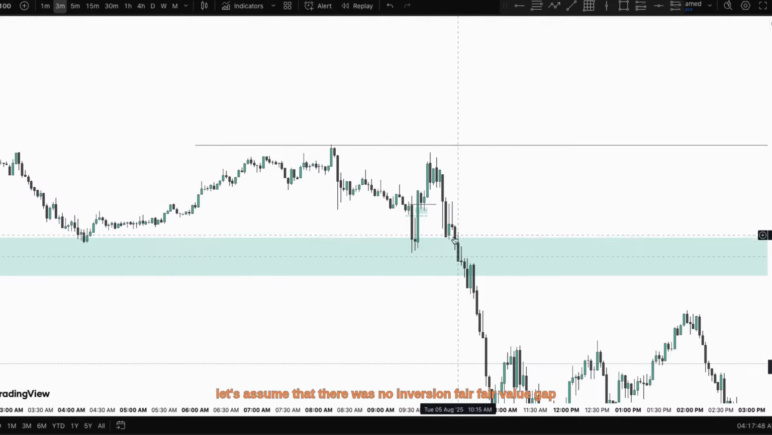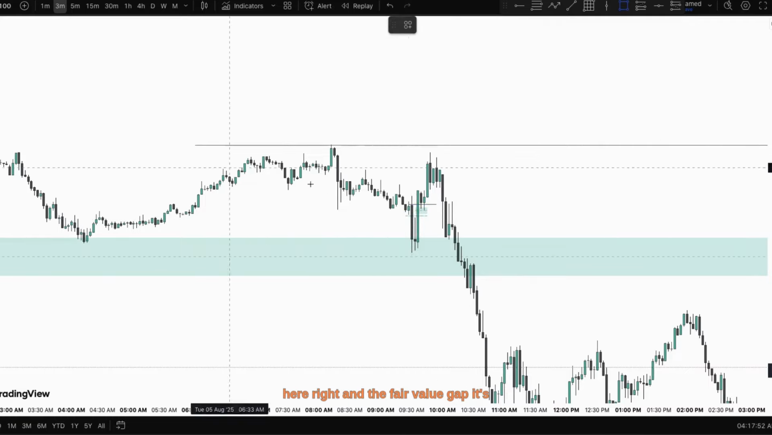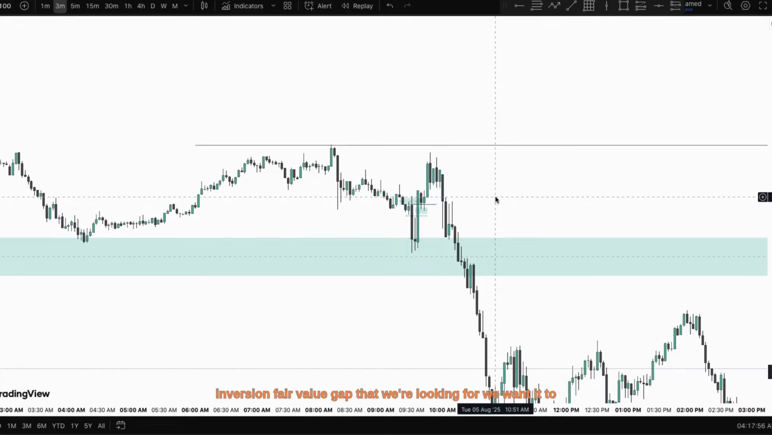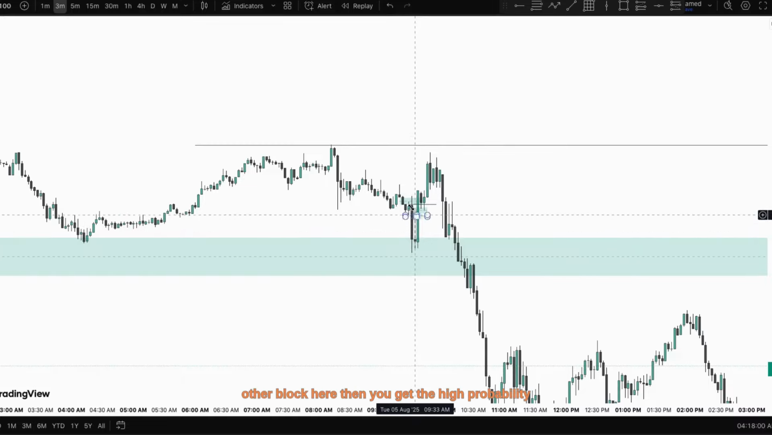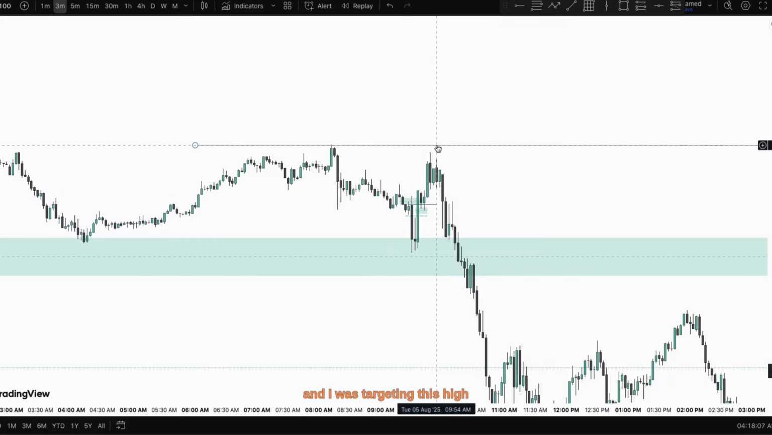What do I mean by that? Let's assume that there was no inversion fair value gap here, and the fair value gap is just here. That's not the inversion fair value gap that we're looking for. We want it to align with this order block here. Then you get the high probability one. So we had this move, and I was targeting this high. Unfortunately, price didn't get there.